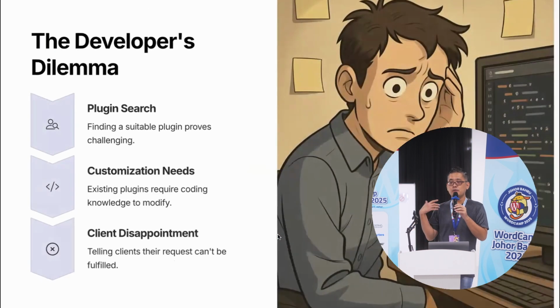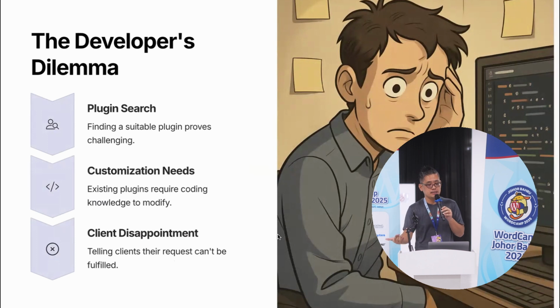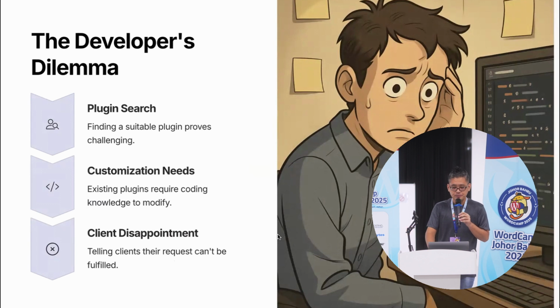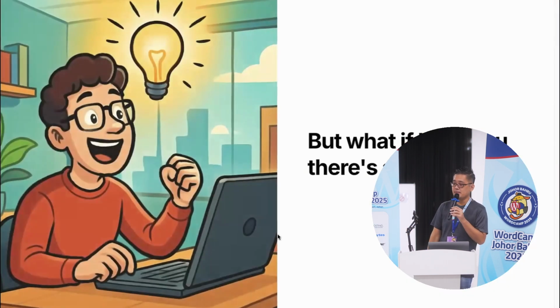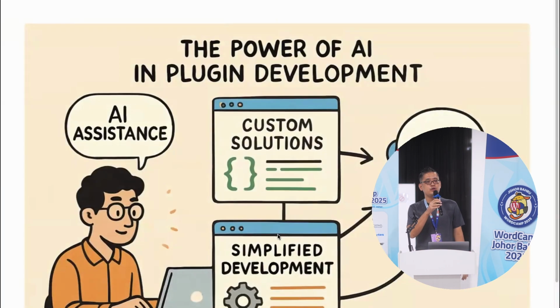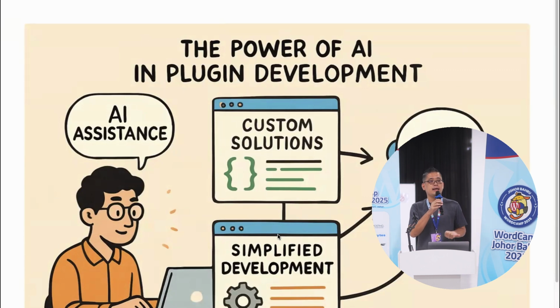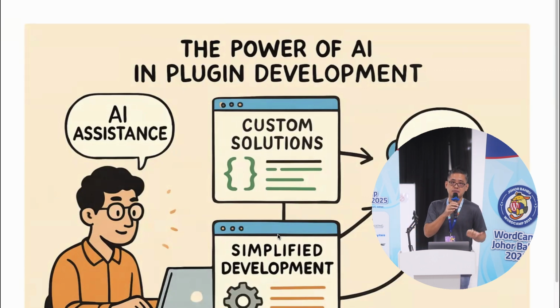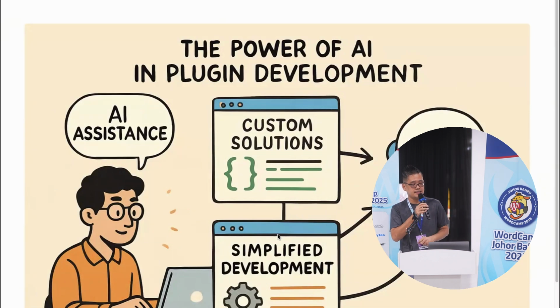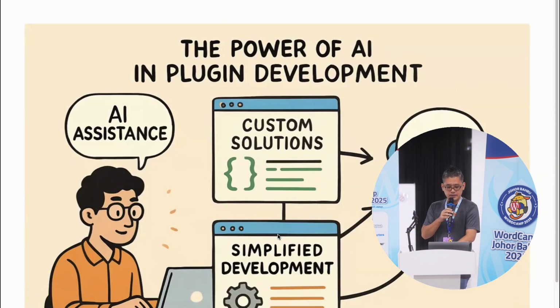Even when we do find a plugin, it might not work exactly as we want. Then you have to decide: do you want to customize the existing plugin, which requires coding knowledge, or do you tell the client, sorry, it cannot be done? So what if I told you that there's a better way? What if you could use AI to help you build a custom plugin that does exactly what your client needs, without having to be an expert developer? This is where the power of AI comes in. It bridges the gap between your client's needs and your technical capability.